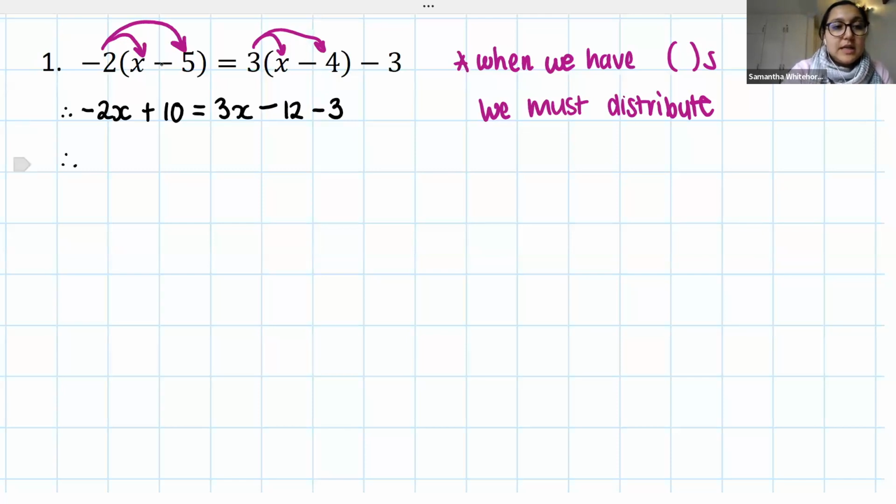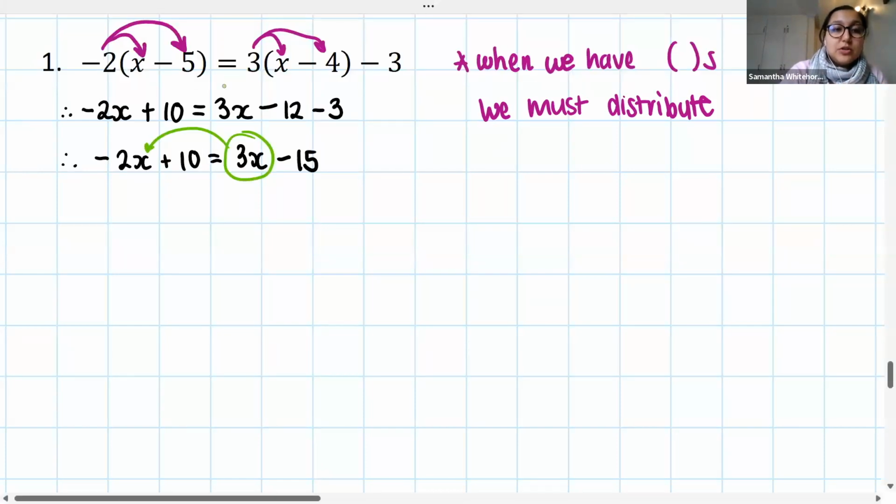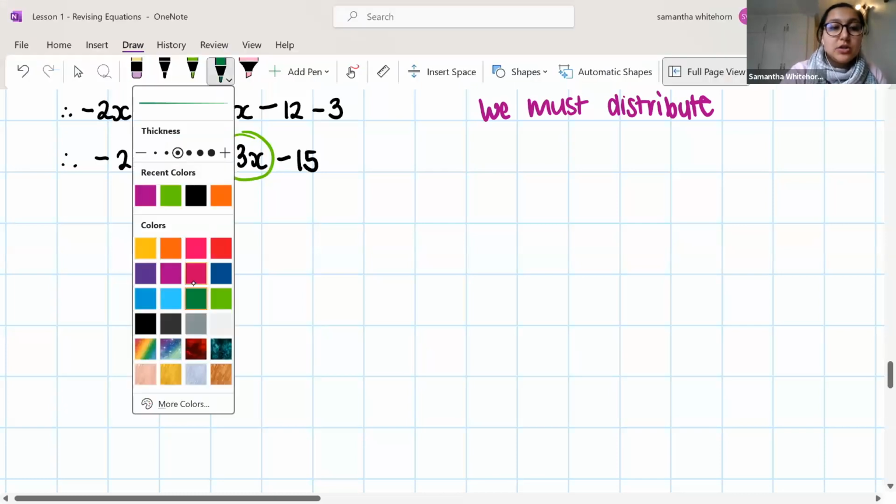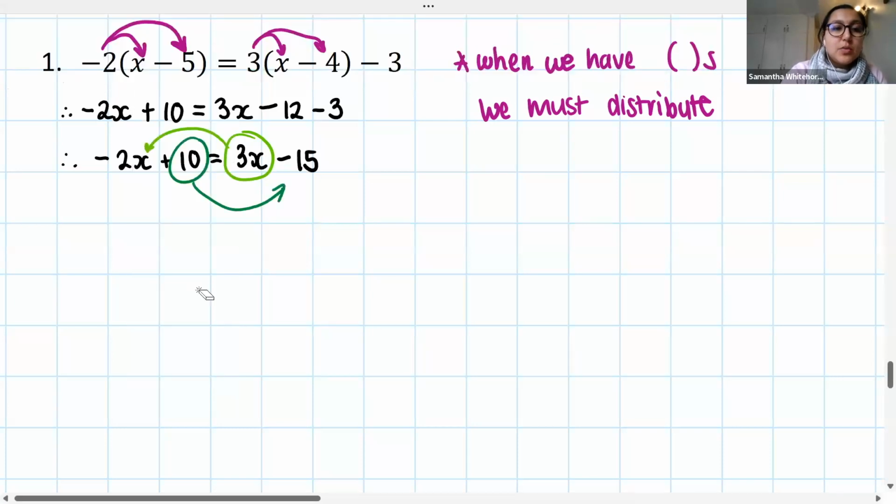I can now neaten up the right-hand side. So -2x plus 10 stays on the left. 3x minus 12 minus 3 gives me 3x minus 15. Because I had those like terms there, I just subtracted them because it makes life a lot easier. Now I'm going to do the same thing that I was doing earlier. Get all of my x terms to the left-hand side, get my constant terms to the right-hand side, and I'm going to solve.